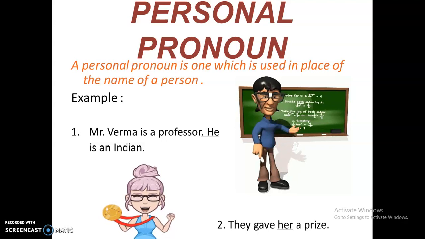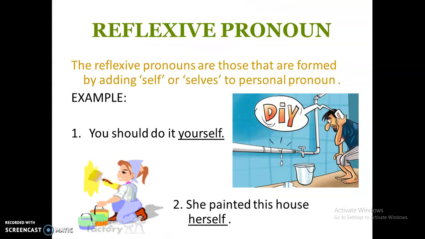Next we have reflexive pronoun. The reflexive pronouns are those that are formed by adding self or selves to personal pronouns. Now, what happens in reflexive pronouns?